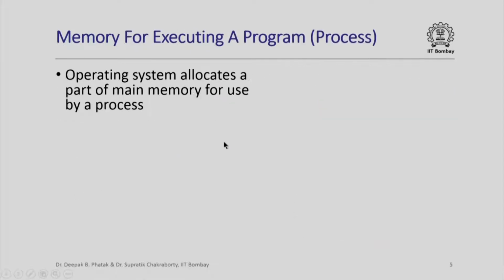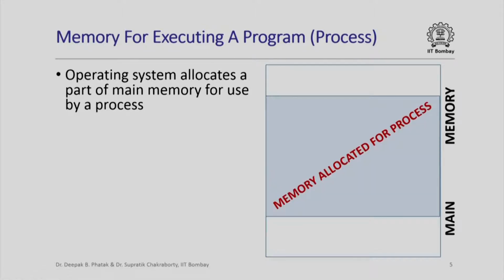Now if you would recall, in an earlier lecture we said that when a program is executing, this is also called a process, an executing program is called a process, then the operating system allocates a part of main memory for use by the process. So if this is the main memory, the operating system may allocate this part for use by the process.